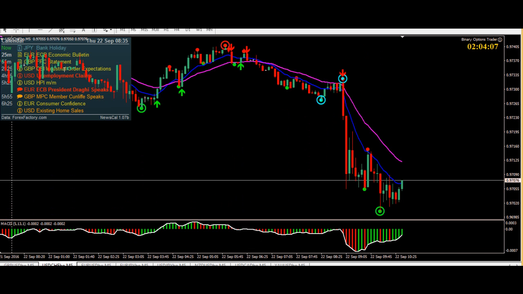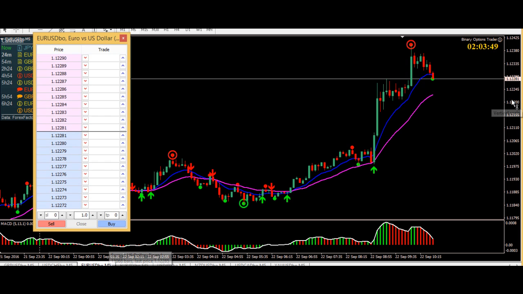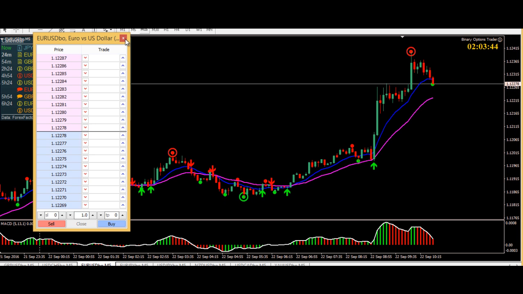Then look at USD CHF. The market is going up, and with this crossover also, I will pick my trade. So I just want to take you through 2 trades this morning. And Euro USD market is also coming down. The market is coming down, Euro USD.